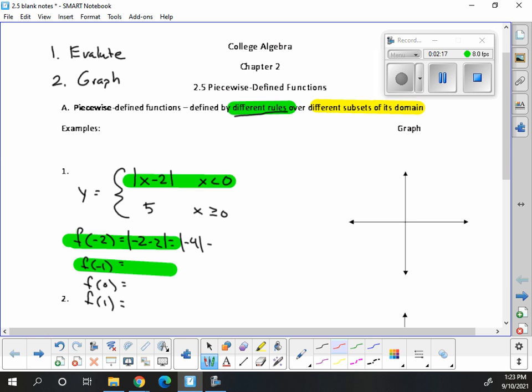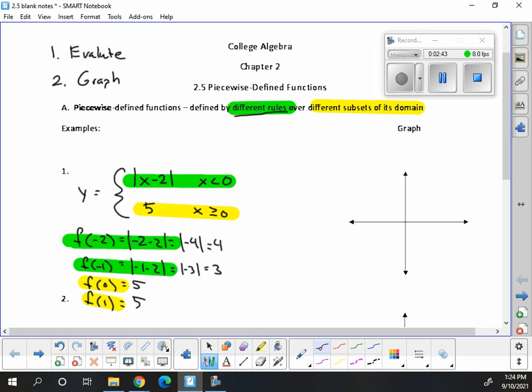And that would be 4. Or -1 minus 2. That'd be -3. The absolute value is 3. But these values, 0 and 1, are greater than or equal to 0. So I would use the value of just what? 5. So that's evaluating.